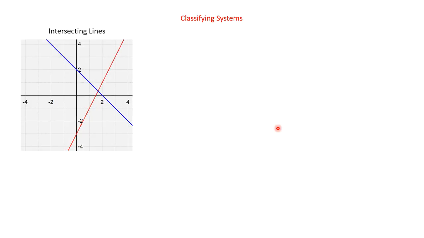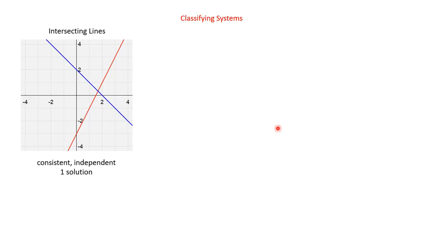The last thing we have is classifying systems. So there are a few things that two lines can do when you graph them on the same coordinate plane. The first is they can intersect. That's what we've been working on. That's kind of the normal. That's the general thing that tends to happen. And when they intersect, they look like that. These are called consistent independent. It's a consistent independent system. And how many times do these two lines cross? One time. So it has one solution.